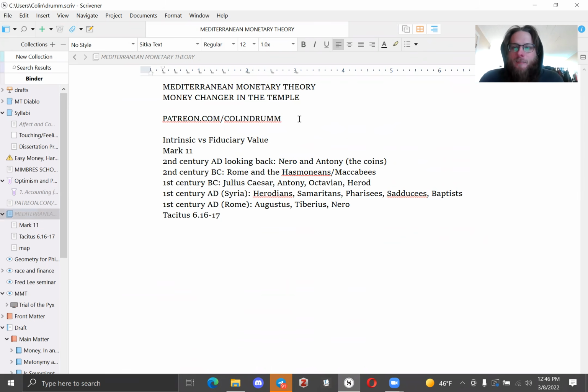There's the money changers in the temple. I hope it all makes sense now, and I will see you again soon with some more Mediterranean monetary theory.